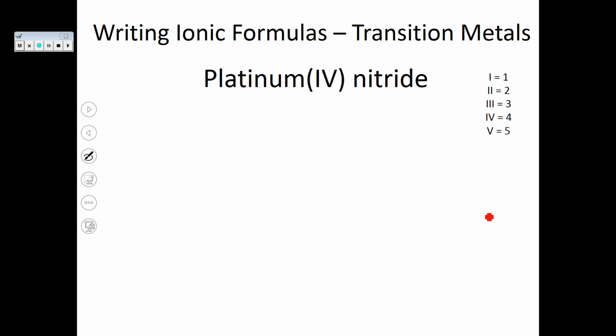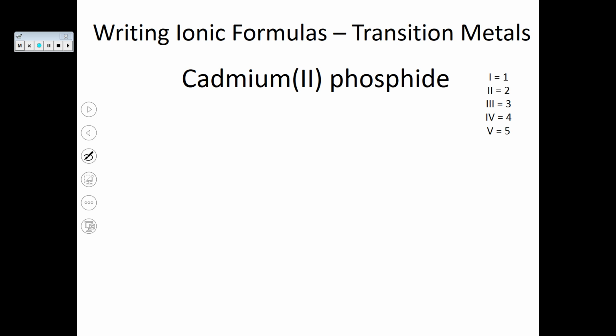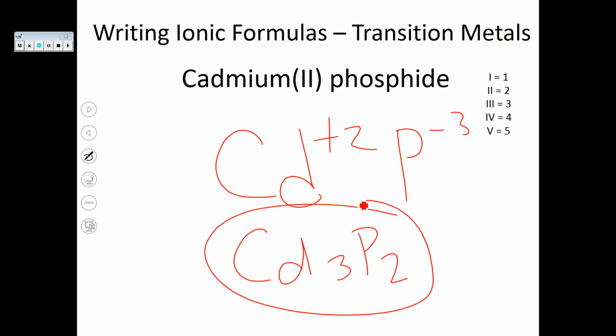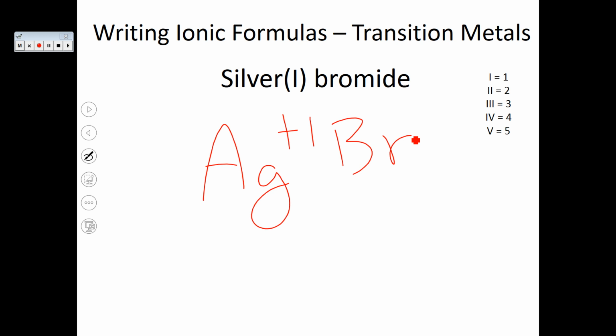Platinum 4 nitride. Platinum is Pt. Its oxidation number is +4. Nitrogen is -3. So this is Pt3N4. Cadmium 2 phosphide. Cadmium is +2. Phosphide is -3. This becomes Cd3P2. Silver 1 bromide. Silver +1. Bromine -1. So this becomes AgBr.